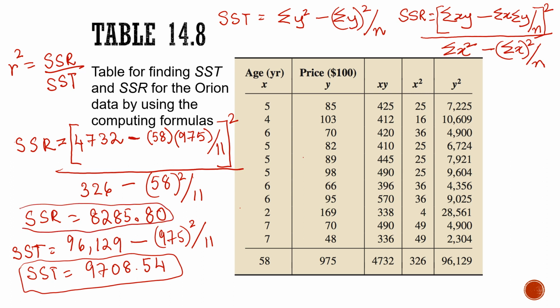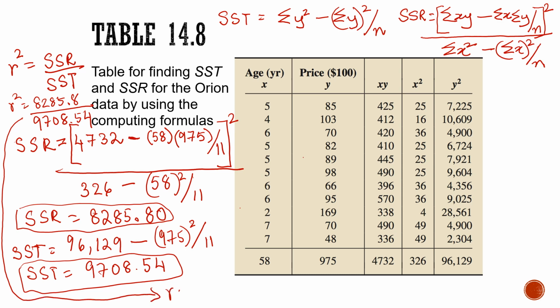Just plug them into the formula for r squared. So r squared is going to be 8285.8 divided by 9708.54. All right. So our r squared value, just because of lack of space, let's do the work here. R squared is, what is it? 0.8535. This is the value for the coefficient of determination.